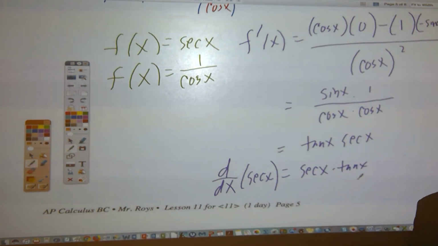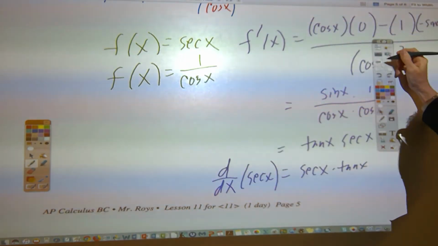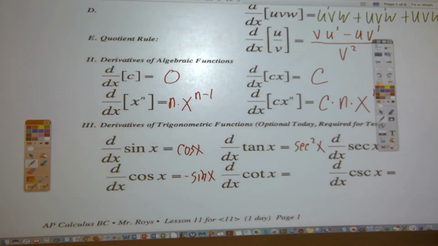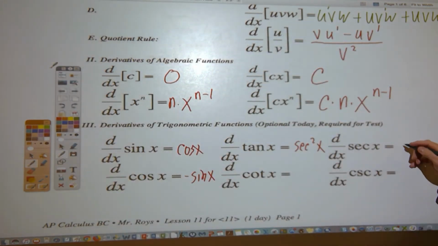Derivative of secant is secant times tangent. Let's take that to page 1. Flip back to page 1 and let's record this on the bottom so we have page 1 complete. What we just derived is the derivative with respect to x of secant x is secant x times tangent x.